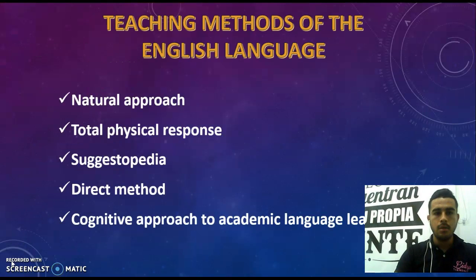Well, teaching methods of the English language are natural approach, total physical response, Gestupedia, direct method, cognitive approach to academic language learning.